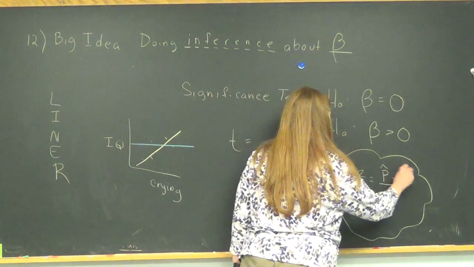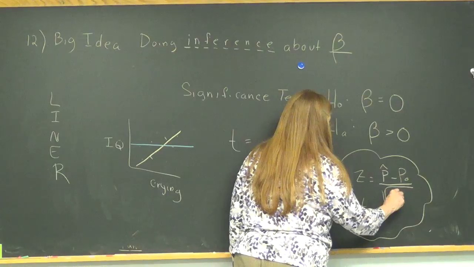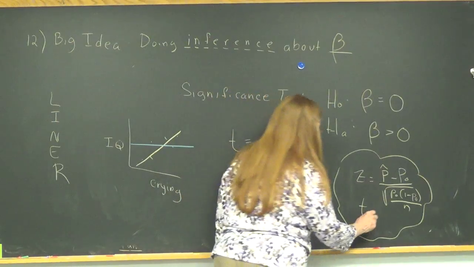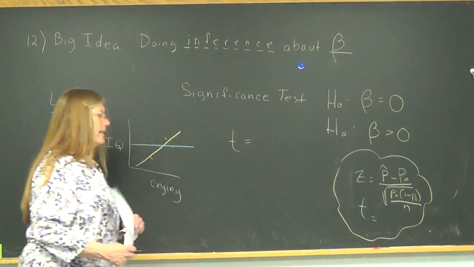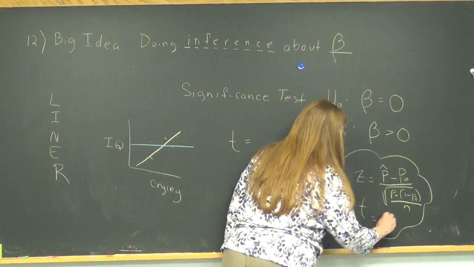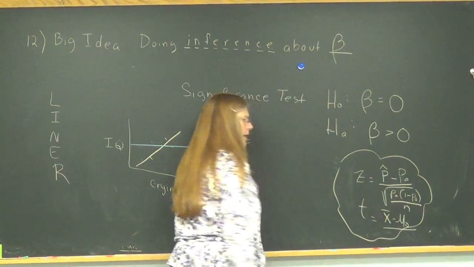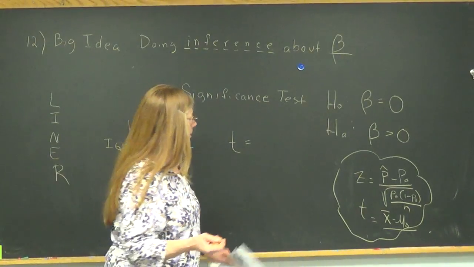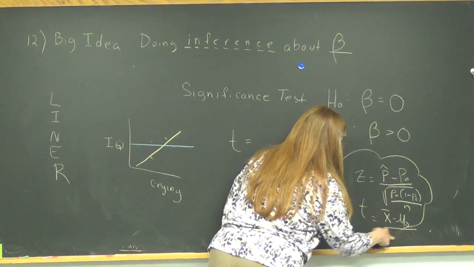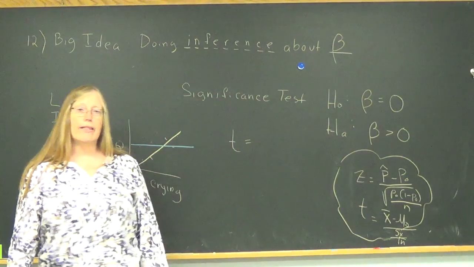For the proportion, it was p hat minus p naught, divided by the square root of p naught times 1 minus p naught over n. Down here for T, when we were looking for the statistics for the means, we didn't know mu. It was x bar minus mu naught, which was normally zero, I believe, because we said there was no difference, over s of x over square root of n. All right, so that's what we used to do.